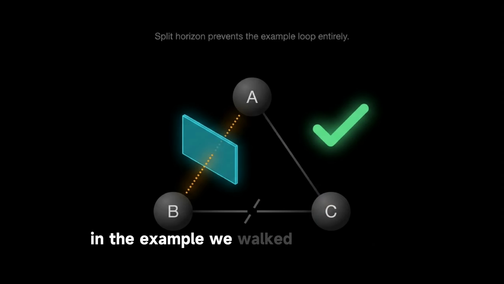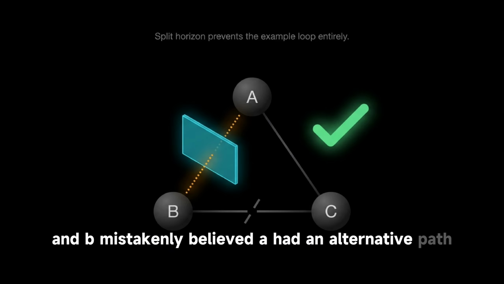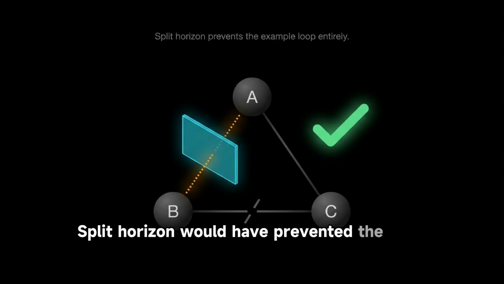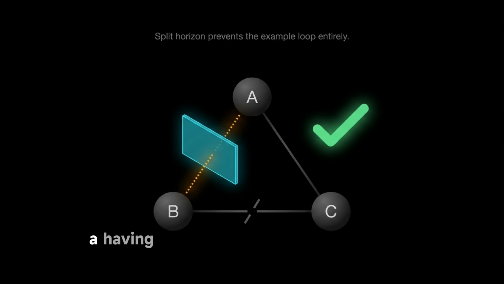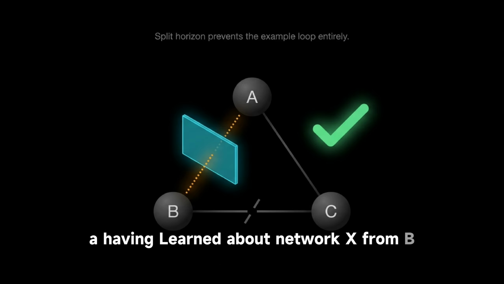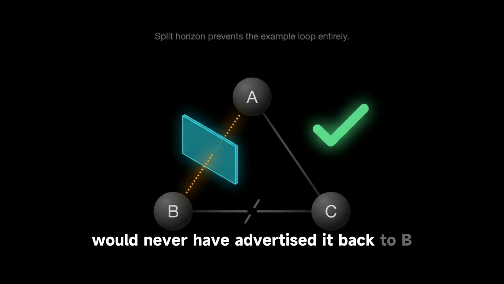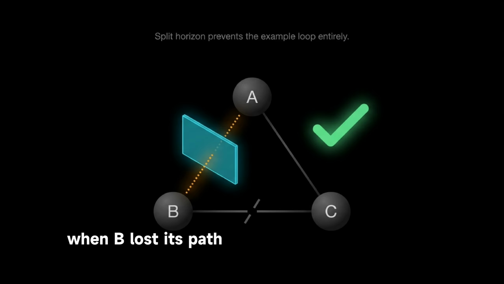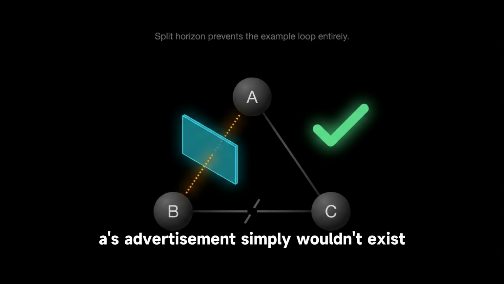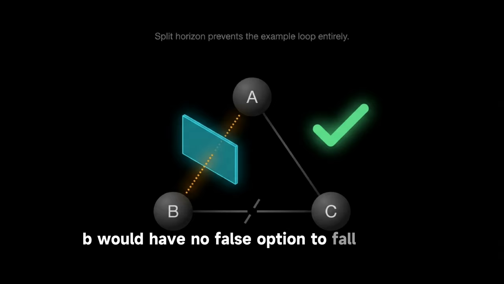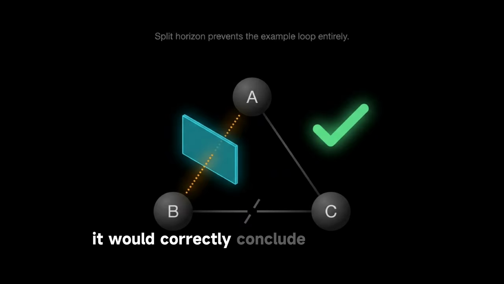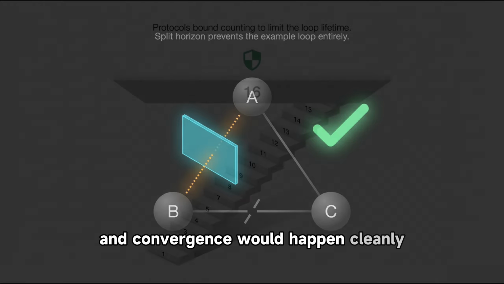In the example we walked through earlier, where B's direct link to C failed and B mistakenly believed A had an alternative path, split horizon would have prevented the loop entirely. A, having learned about network X from B, would never have advertised it back to B. When B lost its path and looked for alternatives, A's advertisement simply wouldn't exist. B would have no false option to fall back on. It would correctly conclude that network X is unreachable and convergence would happen cleanly.